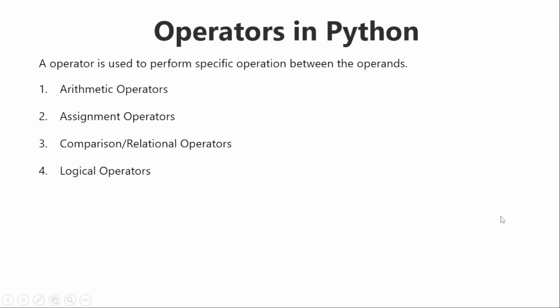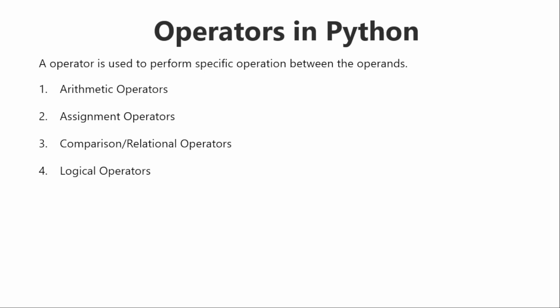Hello. Today, let us start with a new concept called operators in Python. There will be a set of operators in order to perform some operations between the values or operands. Those are called operators. An operator is used to perform a specific operation between the operands, or values.